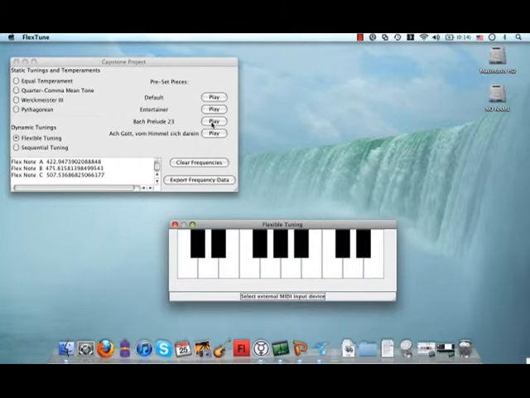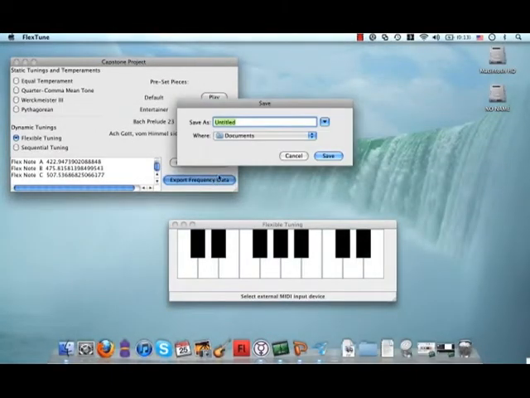On the bottom of the main screen, there is also a window where the frequencies of each sounding note are displayed. This window can be cleared, and the information can also be exported to a file so that the user can view the frequencies for each pitch more conveniently.